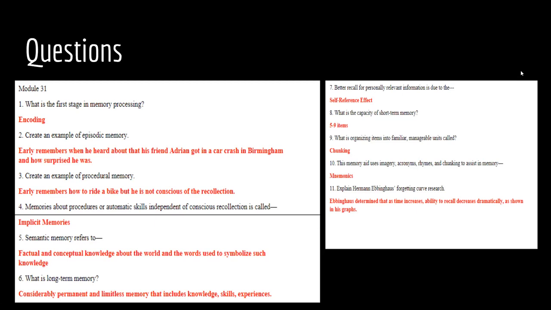So memories about procedures or automatic skills independent of, so that means not requiring conscious recollection, is known as implicit memory. So that's pretty much like implicit memory is procedural memory in relation. Semantic memory, what is that? Oh yeah, remember it's factual and conceptual knowledge about the world and words used to symbolize knowledge.